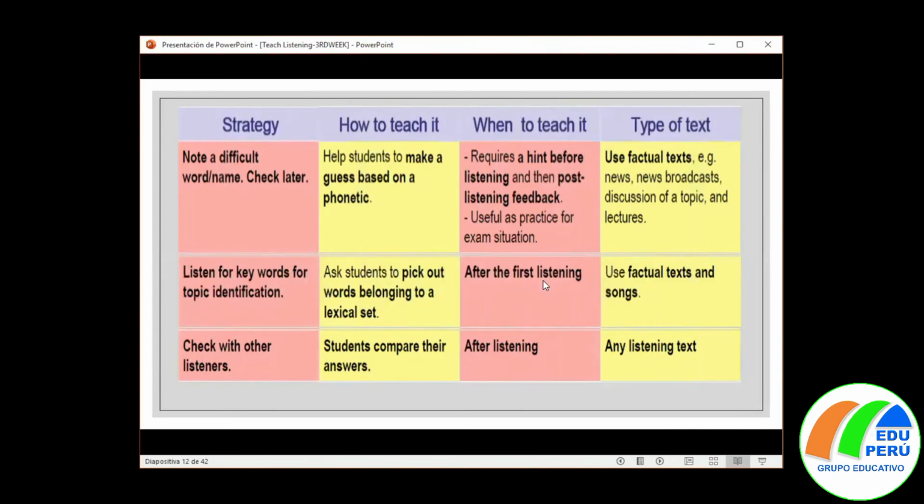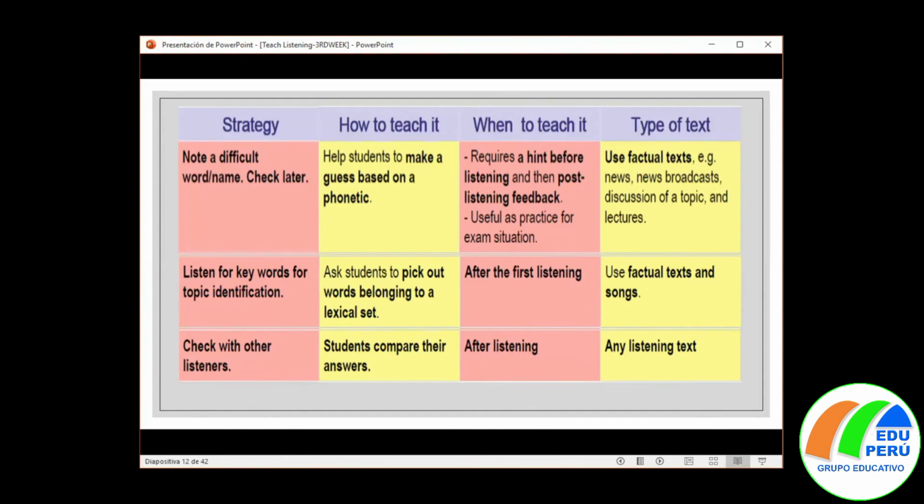Oh, yeah. Here you have three more. Note a difficult word or name. Check later. This is a strategy. How to teach it? Help students to make a guess based on a phonetic expression. So they need to guess. And maybe they can find a word or name difficult to understand. So to make a guess based on phonetic expression, no, sounds. Sounds is related to sounds. Try to identify according to the sounds.